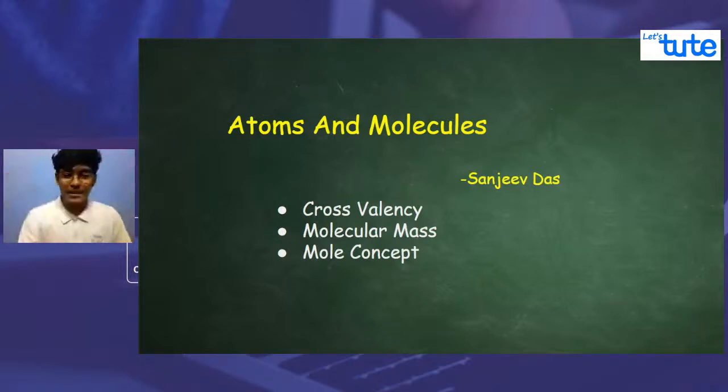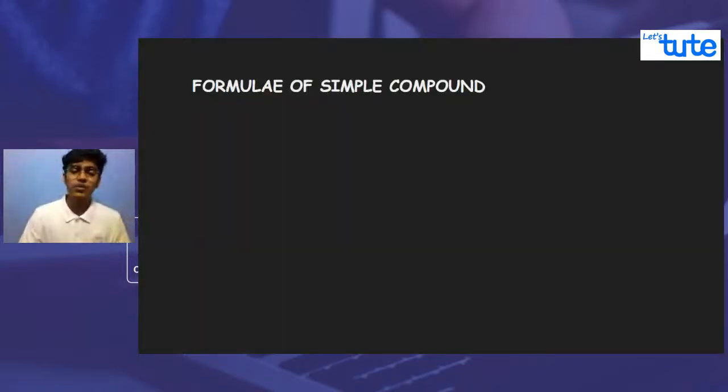So let's quickly start. Our today's topic was about cross valency. Let us understand what exactly is cross valency and why we are doing that. To find out the chemical formula, or how we can write the chemical formula of certain compounds, we use cross valency. As you can see, formulae of simple compounds.